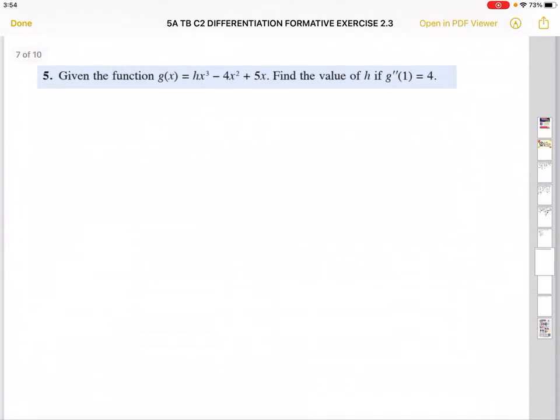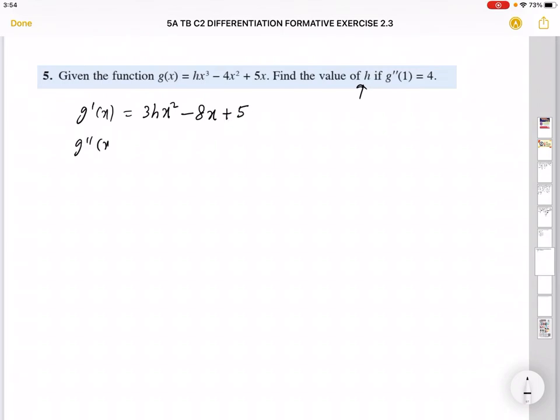So here you're finding g double prime 1 equals 4. Find h. So g single prime, the first time you differentiate, you bring the power 3 down, copy h, copy x, reduce the power by 1, 2. Differentiate 4x squared, 4 times 2 is 8, copy x, reduce the power by 1, differentiate 5x is 5. Second time we differentiate, 3 times 2 is 6h, copy x, reduce the power by 1 is 1. Differentiate negative 8x is negative 8. And I'm supposed to put 1 inside and let it be 4.